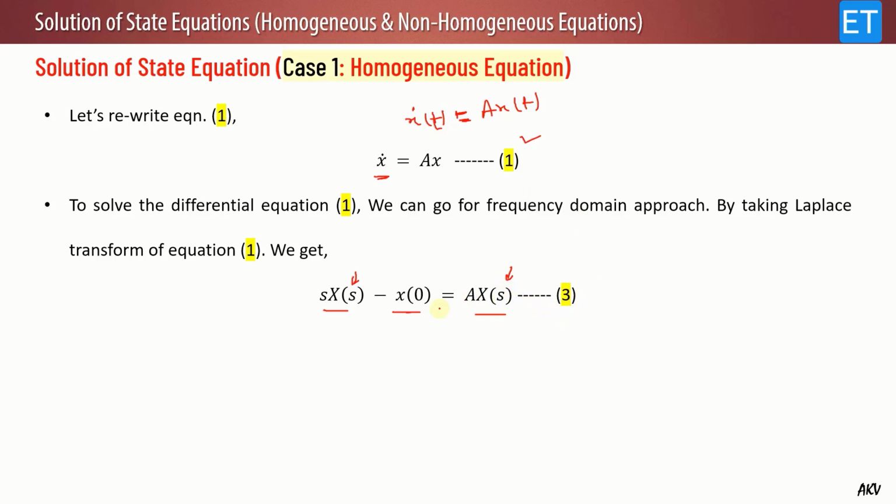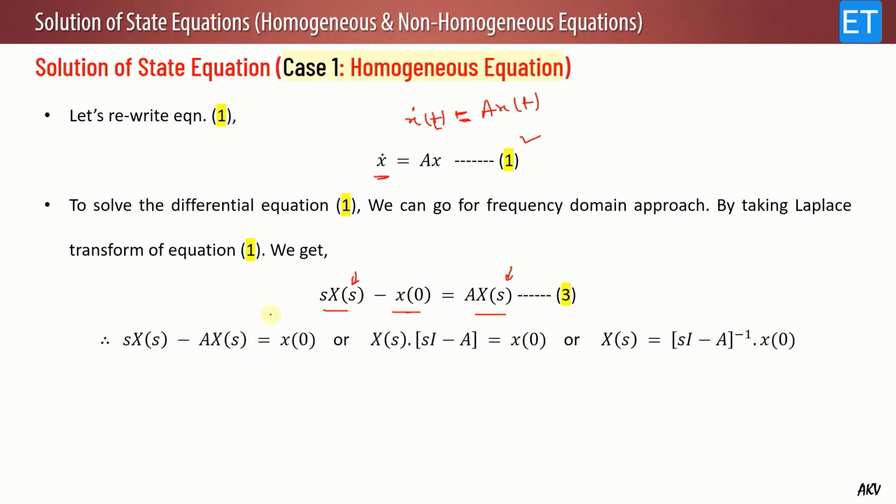Now we'll do some basic algebraic operations. Taking AX(s) to the left and x(0) to the right side, and then taking X(s) common, we get (sI - A)X(s) = x(0). Then taking the (sI - A) matrix to the right side, we get (sI - A) inverse, right?